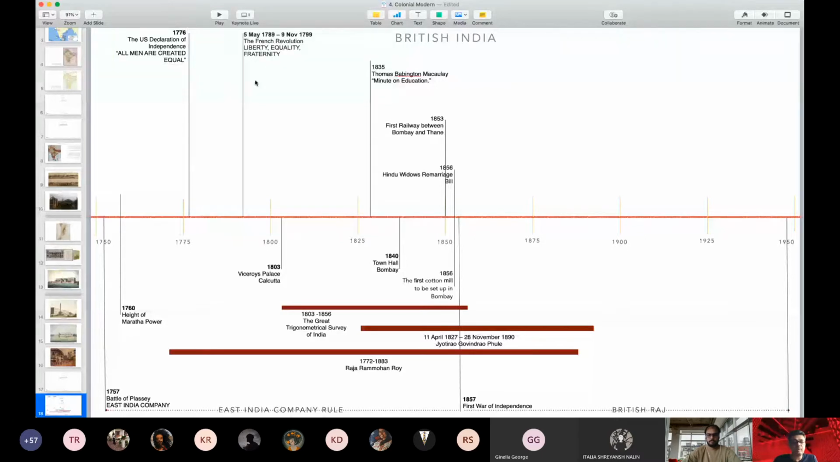The Maratha power had been at its highest in 1760, and from that point on, the East India Company were constantly building their strength and beginning to take over the entire country. We'll talk about these other three bars as we come further down, but just to very quickly talk about other things that happened during this time. The railways have started. We'll talk about the minute on education in a little while.